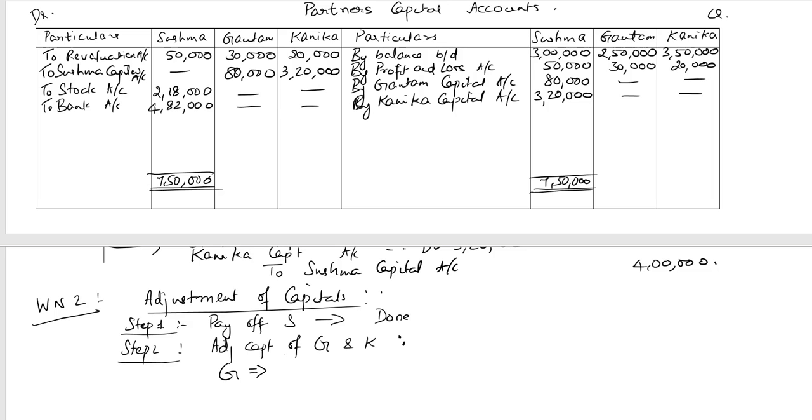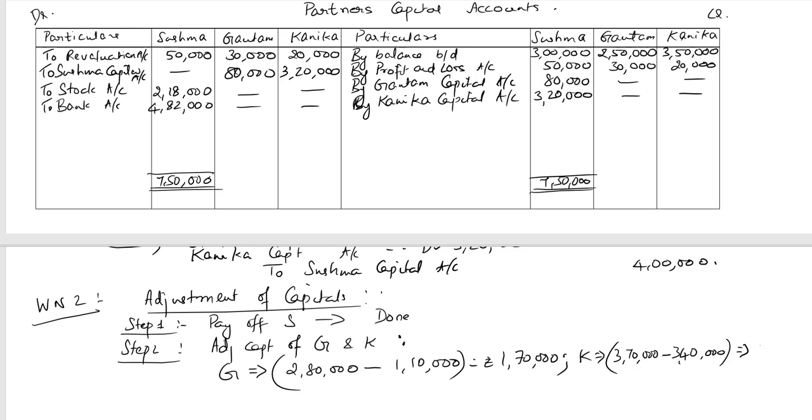In the case of Gautam, the credit side total is 2,80,000 rupees minus the debit side total 1,10,000 rupees. This is equal to rupees 1,70,000. And in the case of Kanika, the credit side total is 3,70,000 rupees minus the debit side total 3,40,000 rupees. It's rupees 30,000 in the case of Kanika.